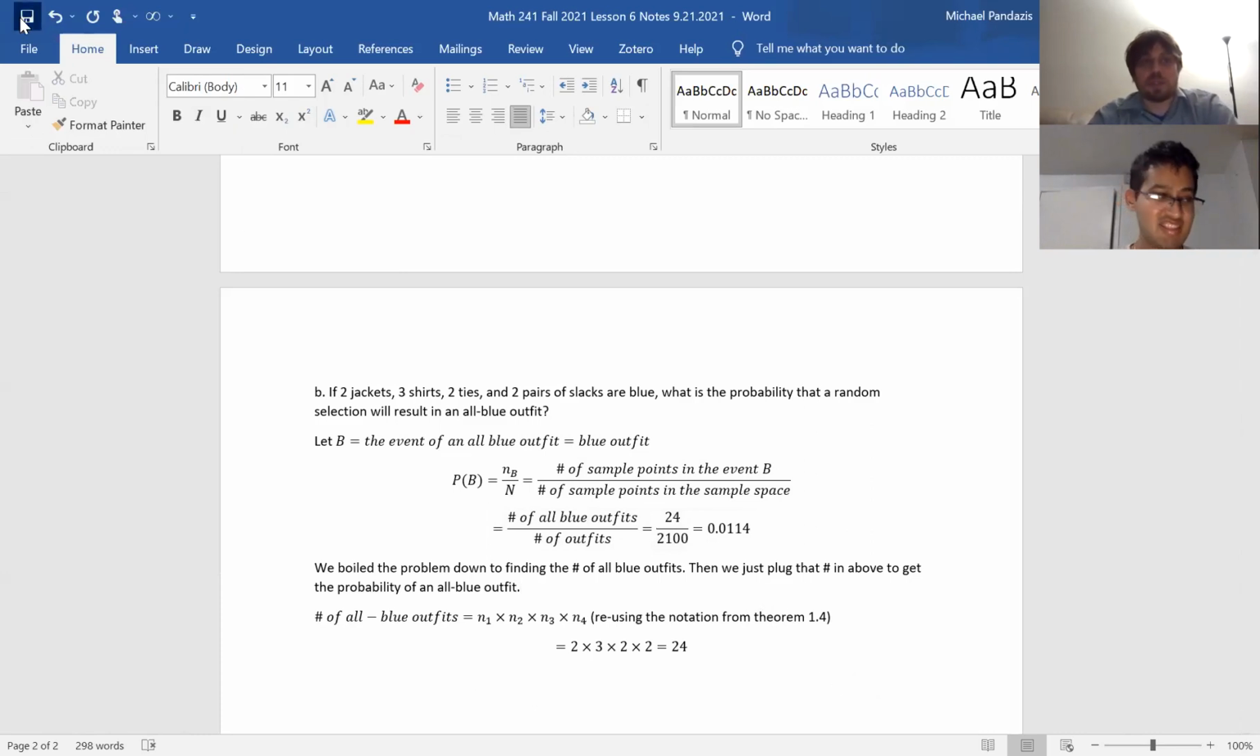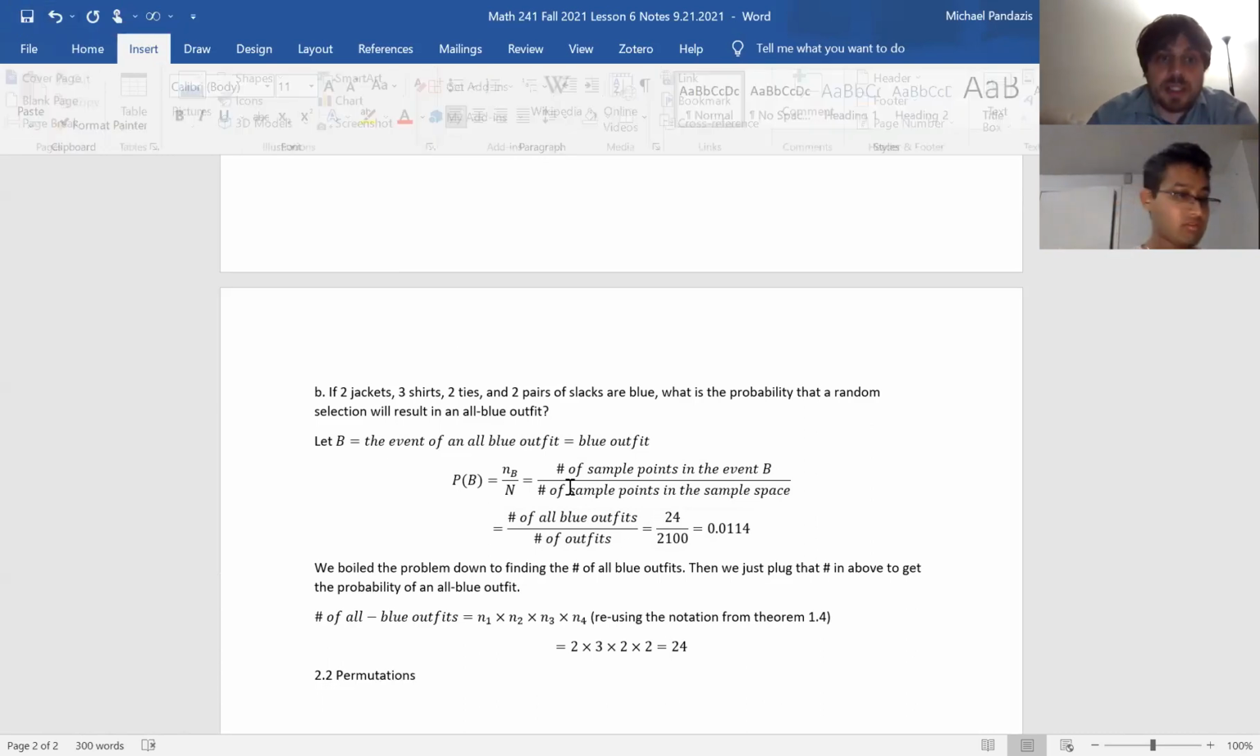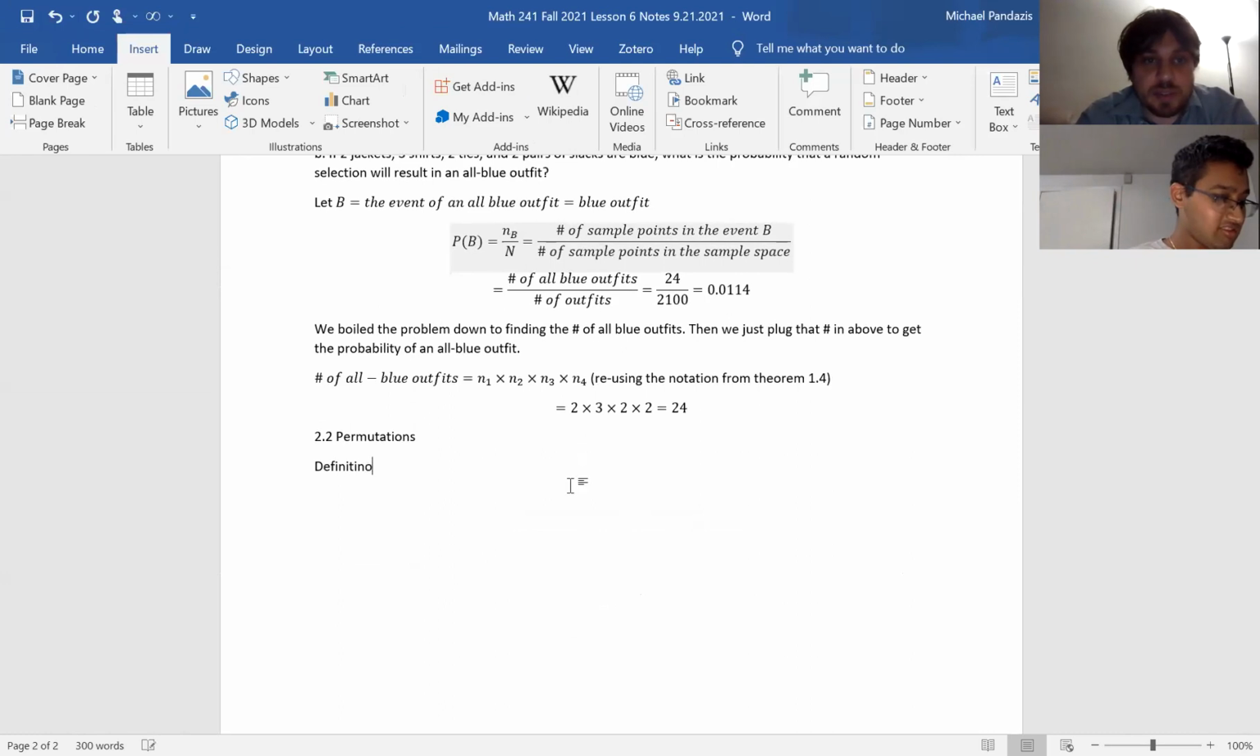Okay, so that's 2.1. 2.2 is on permutations. So definition. We're now going to talk about another counting procedure which involves permutations. So first, let's define a permutation. Definition: a permutation of R elements is an ordered set of R elements.